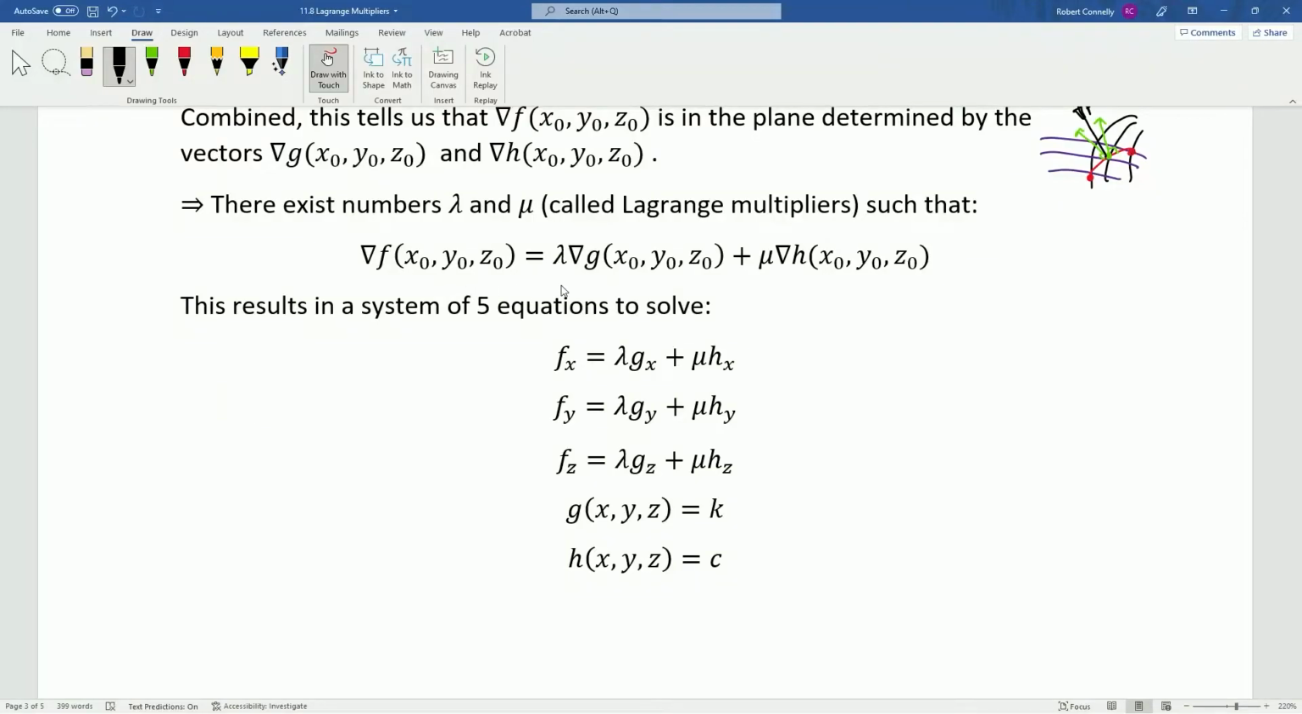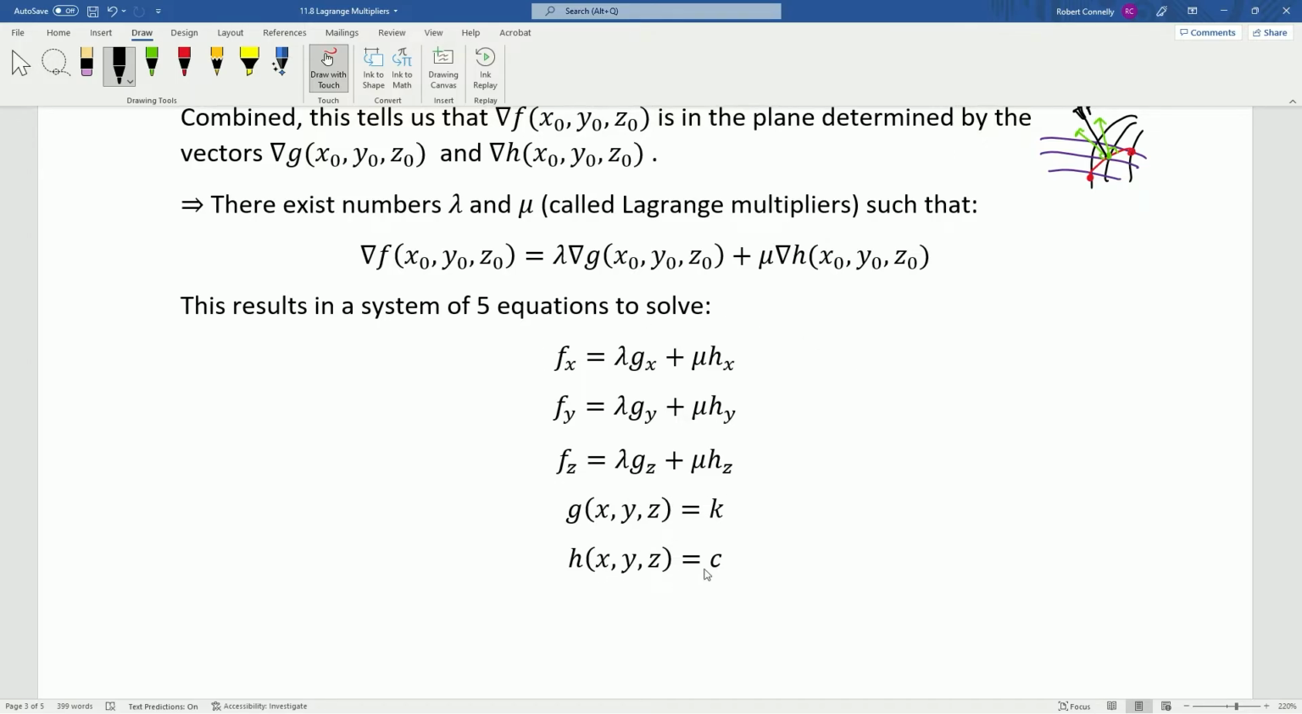So when we set these equations up, this results in a system of 5 equations. So 1 for each component of our vectors, and then the 2 constraints here. So the partial derivatives with respect to x of f equals lambda times the derivative of g plus mu times the derivative of h, and likewise for the partial derivatives with respect to y and z. And then our two constraint equations still need to hold true.